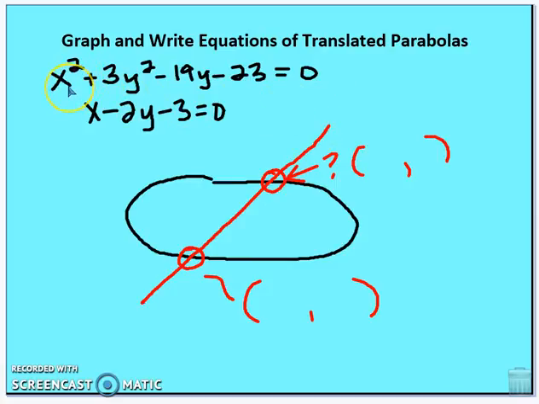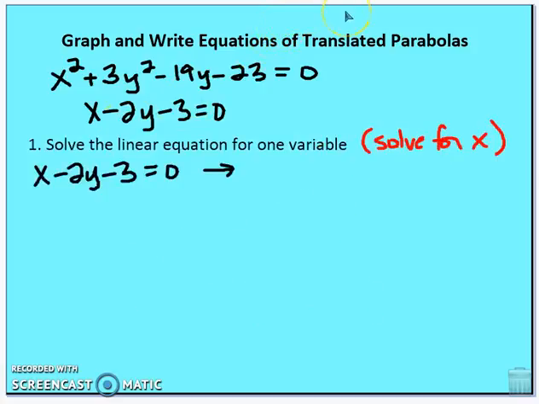So I have an equation for an ellipse, x squared plus 3y squared minus 19y minus 23 is equal to 0, and then an equation for a line. And this is what we're going to do. We're going to solve the linear equation for one variable. In this case, I'm going to solve for x. You can also solve for y. It doesn't matter. You have to choose which one is going to produce the easiest substitution for you.